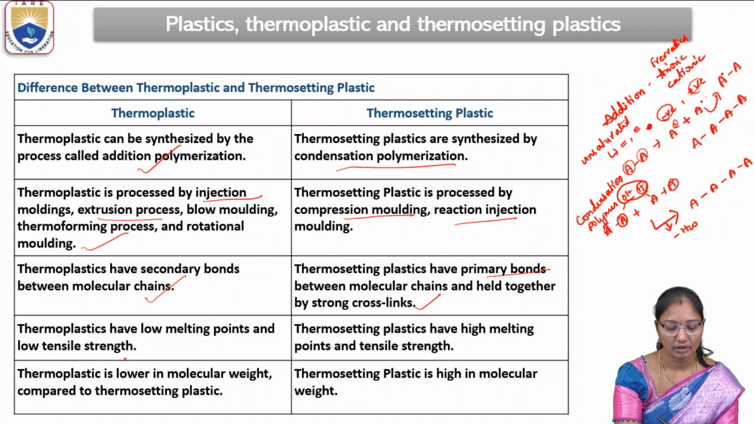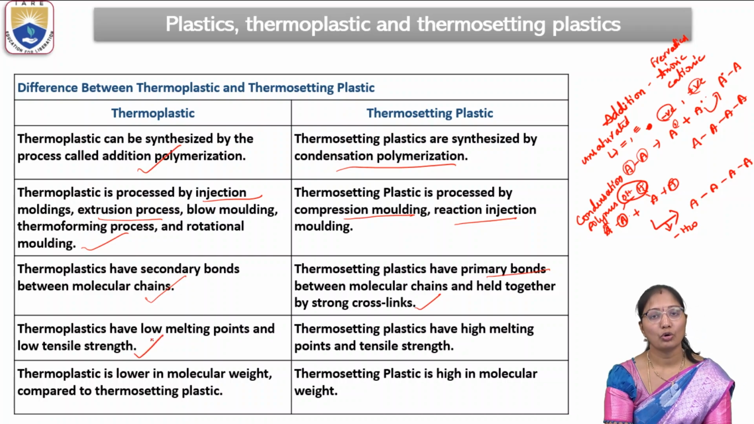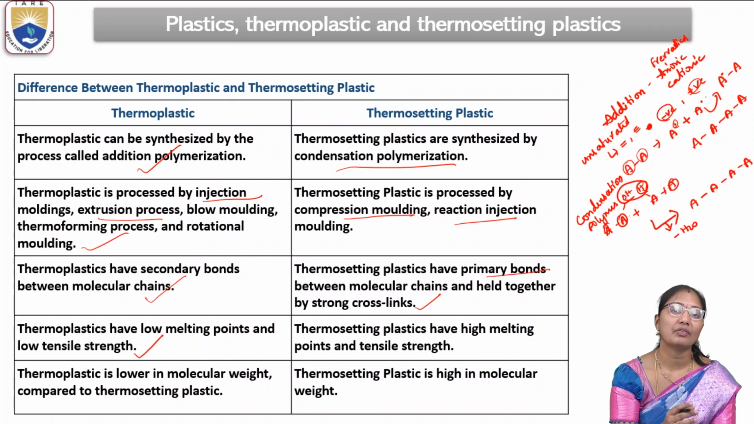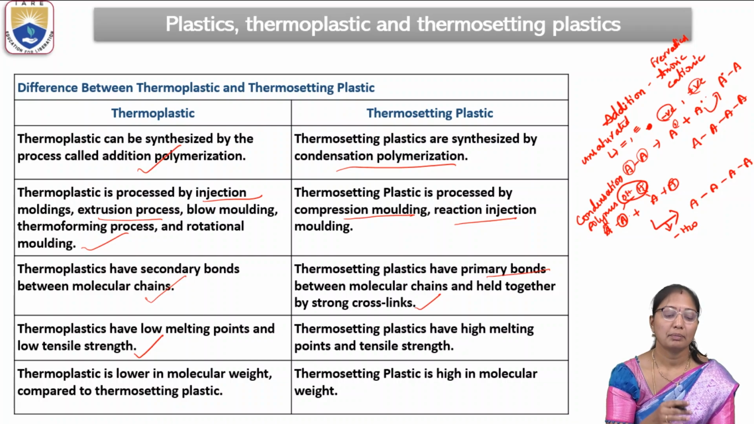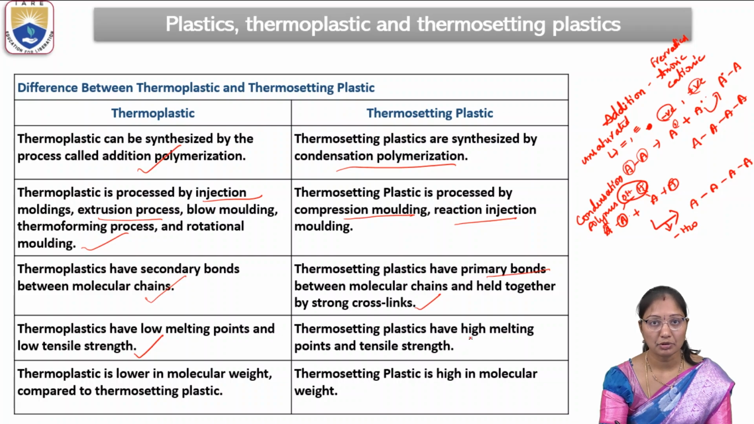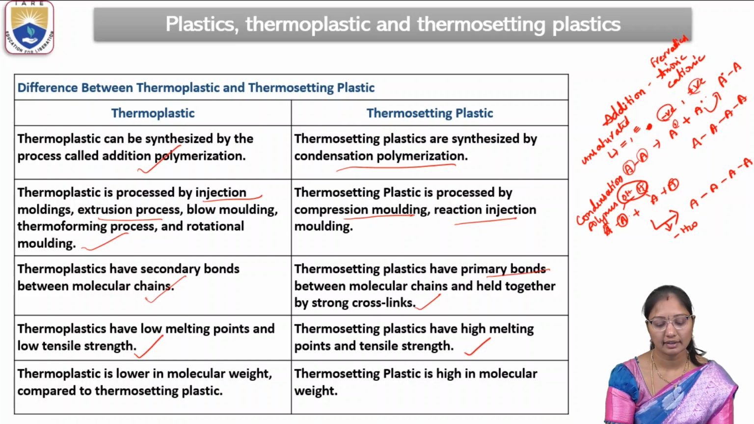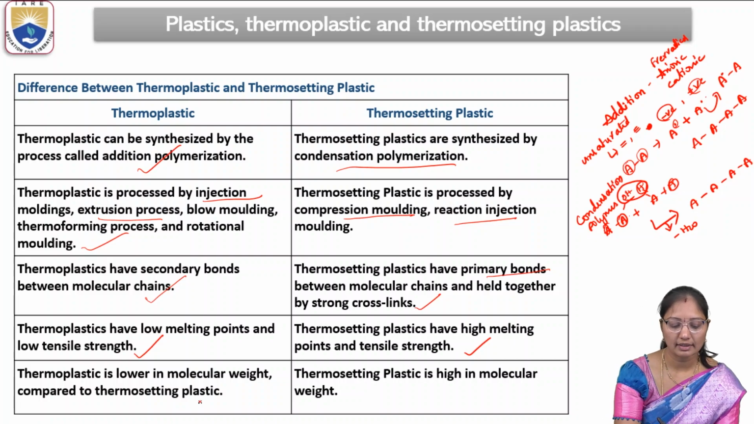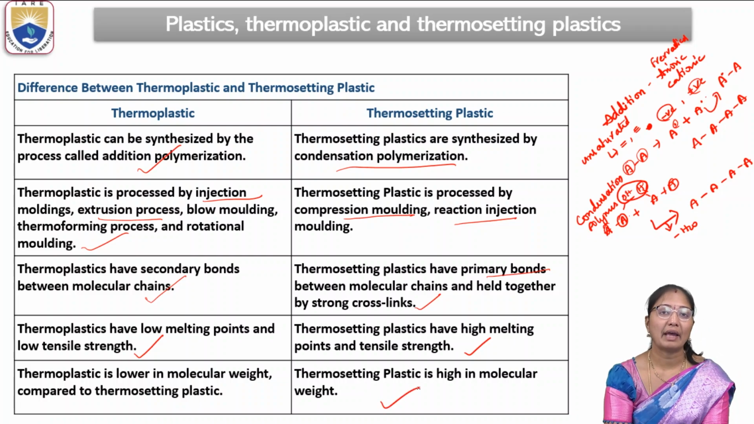The thermoplastics have low melting points and low tensile strength. This gives the advantage of recycling or remolding because of the low melting points and the low tensile strength. Whereas thermosetting plastics have high melting points and high tensile strength. Thermoplastic is lower in molecular weight compared to the thermosettings, and thermosetting plastics have very high molecular weight compared to the thermoplastics.